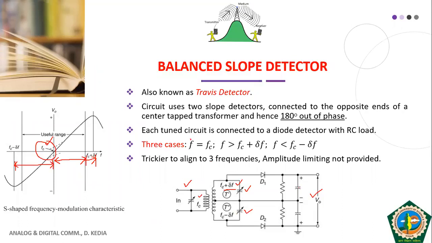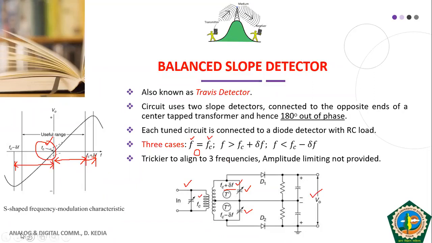So here this small f represents the incoming signal frequency. If the incoming signal frequency is equal to the carrier frequency, my output will be 0. I hope all of you have understood this.